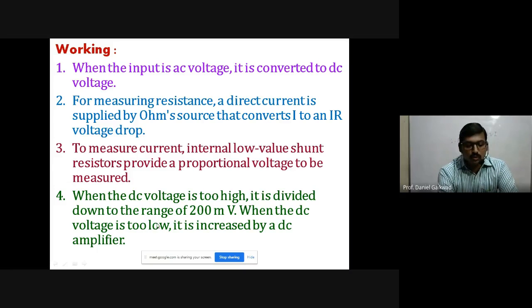So there are two processes. Attenuation means decrease in strength, and amplifier means increase in strength of DC voltage. So that will be calculated or calibrated accordingly in the number 4th point we have discussed here.